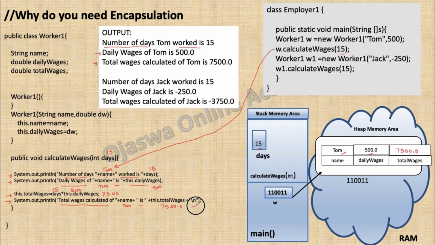Now this \n is used to add a new line to the console. Hence, here there will be a new line added. After the execution of the method, control will go back and the memory from the stack is released.